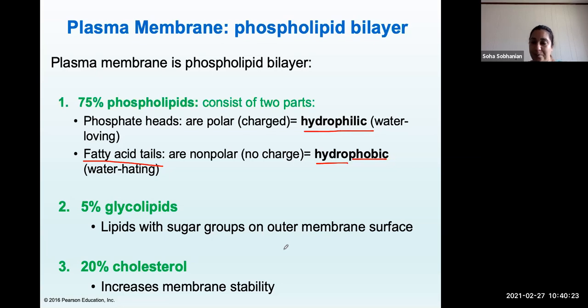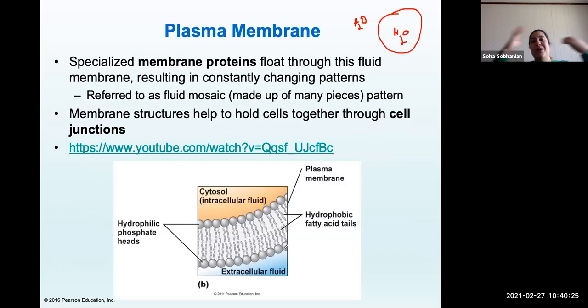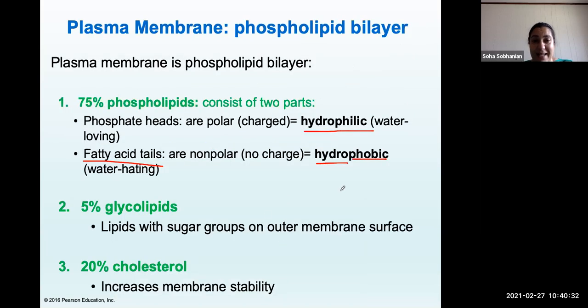percentage. But again, if I say, what is the majority of your phospholipid bilayer made up of? You would say phosphate heads and fatty acid tails. That's what most of your membrane is made up of.